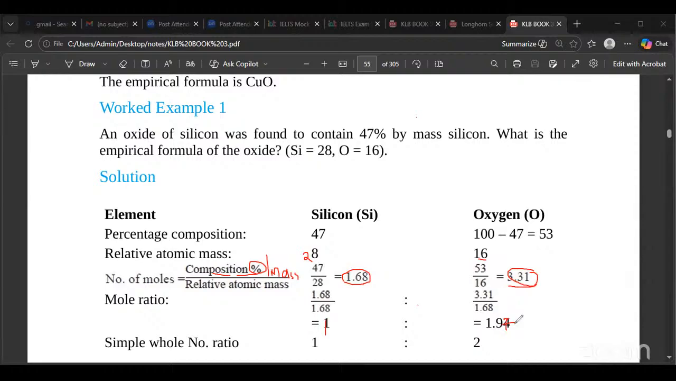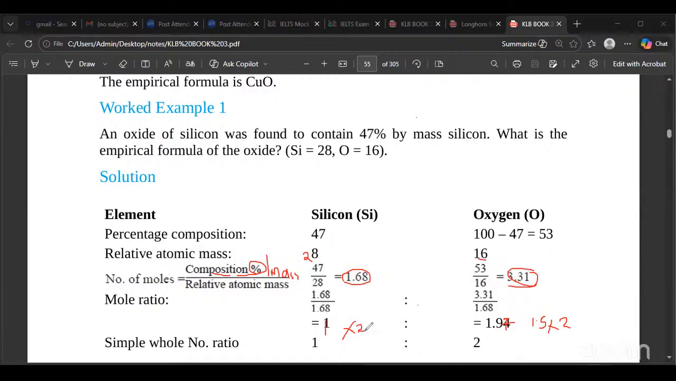1.97. Now, I said if you have a decimal place, that is not enough. You remember where I said if it is not a half. For example, if this one was 1.5, when it is 1.5, you multiply by 2. This side and here by 2. Okay?